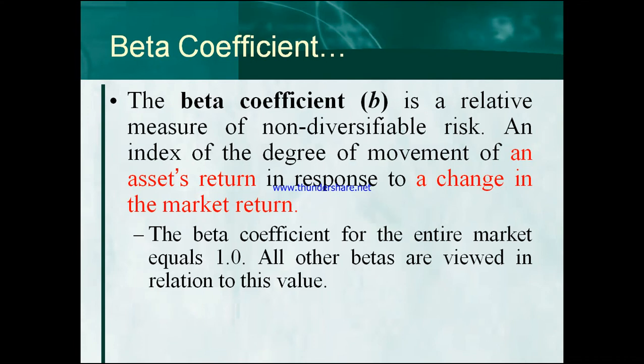What is the beta coefficient? It is the technique we use to see whether the risk we face is diversifiable or not. The beta coefficient refers to whether this asset, or this kind of risk, is diversifiable or non-diversifiable. So this is the entire market. One, all other betas are used in relation to this value.